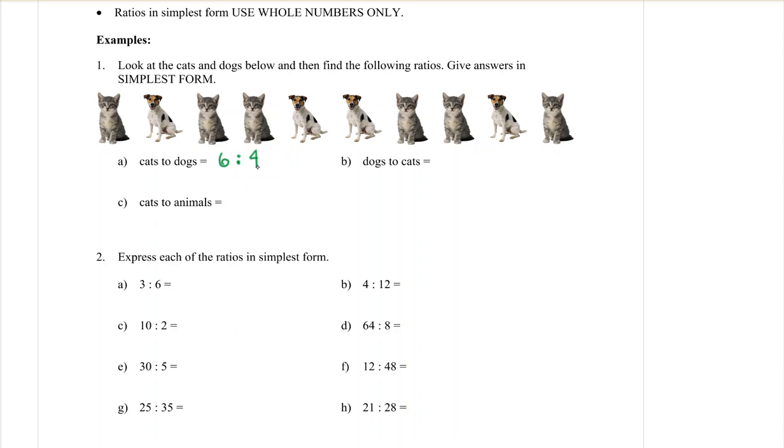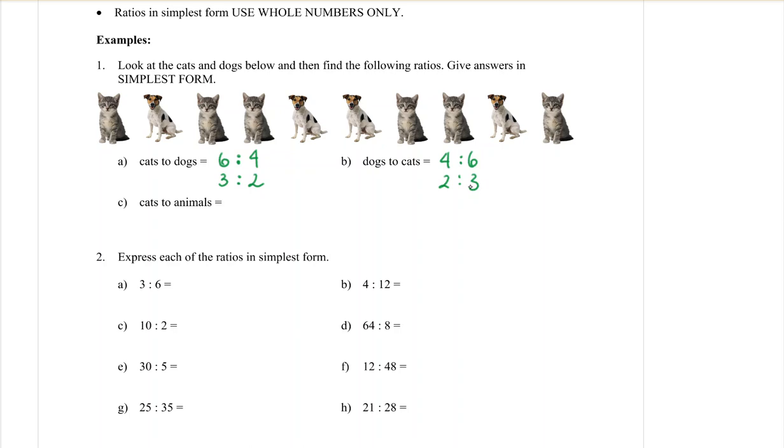But we did that last lesson, but now we want to simplify it. So both of those numbers can be divided by 2. So if you divide 6 by 2, you get a 3. And 4 divided by 2 is a 2. Okay, let's try it again. The ratio of dogs to cats, we just put the dogs first, which was 4, then the cats, which is 6. We're still going to divide by 2, which gives a ratio of 2 to 3.